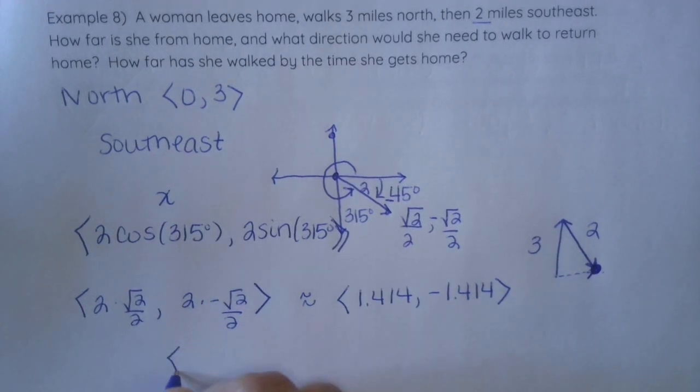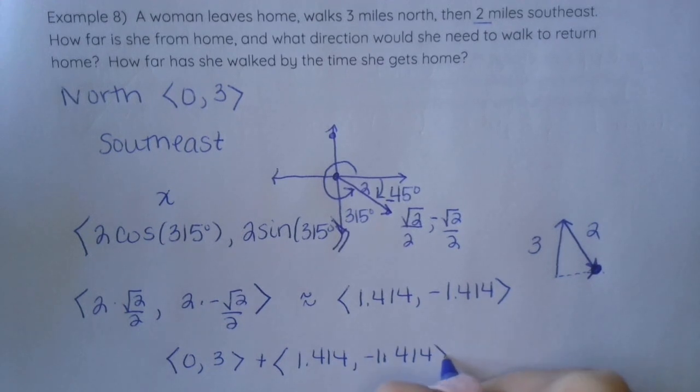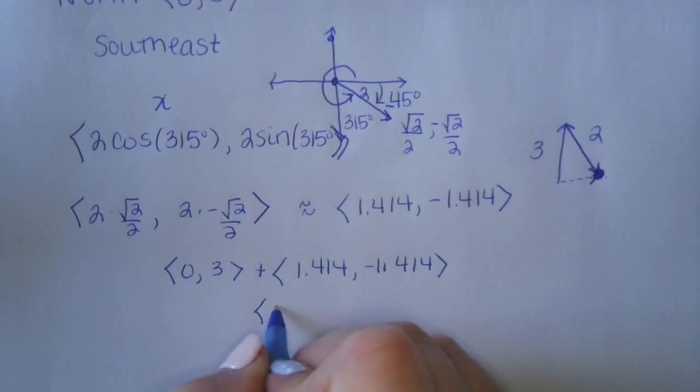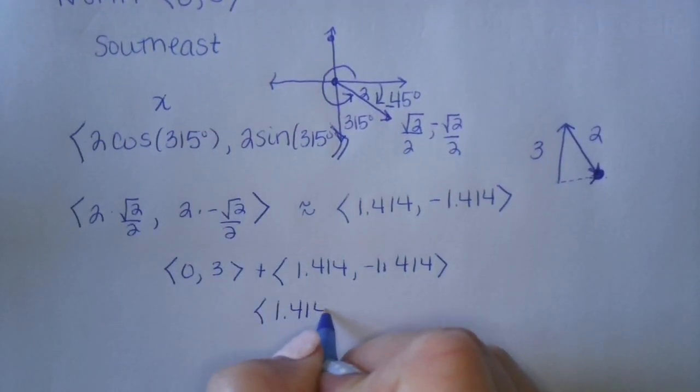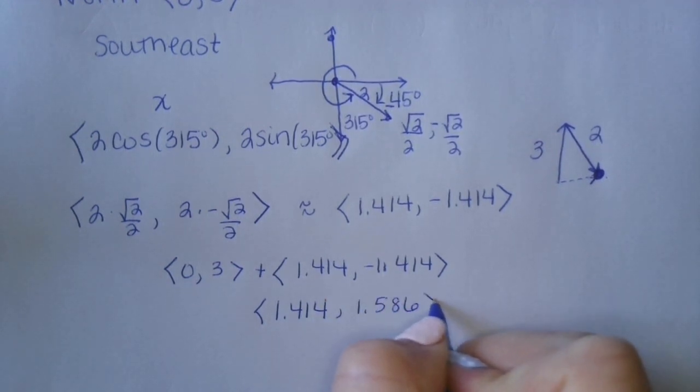So we went from north. I'm going to add that to the southeast vector. And this gives me vector 1.414, 1.586.